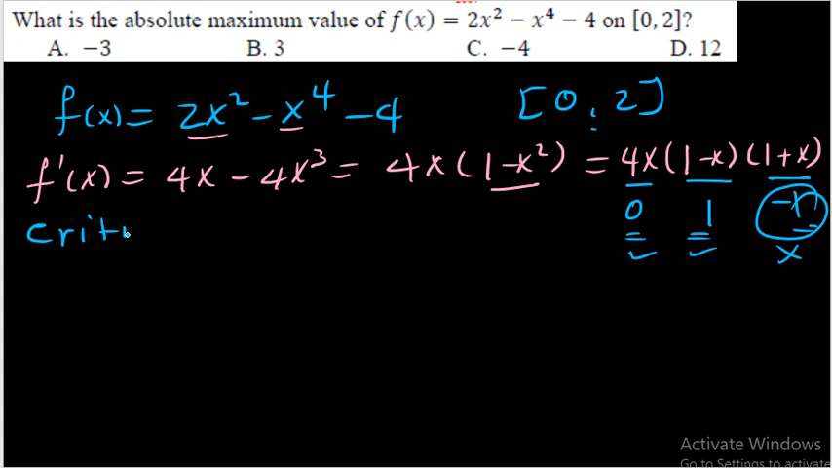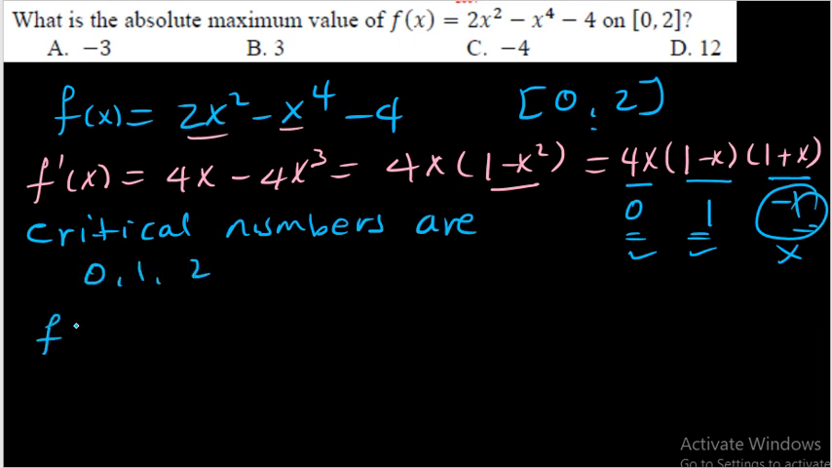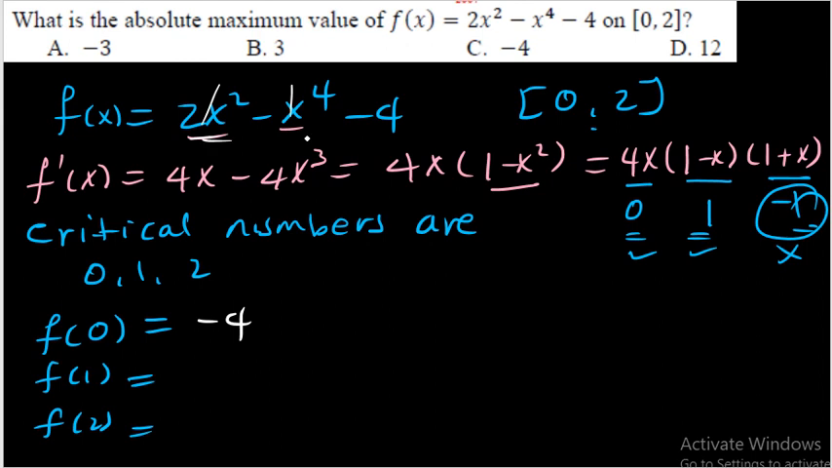And then critical numbers. The critical numbers are, what are they? Including the boundary numbers 0, 1, and 2. That means I will evaluate at 0, at 1, and at 2. The original function will be evaluated. So when I insert 0 now at the original function here, 0, 0, so -4 remains. And when I insert 1 again in the original function, this will be 2, and 2 minus 1 it will be 1, 1 minus 4 will be -3. And when I enter 2, it's going to be this one 8, and 16, -8, that's going to be -12.